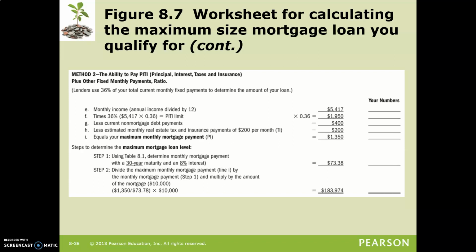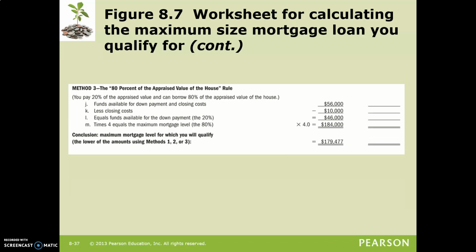So 1350 divided by 73.878 times 10,000. You have a maximum mortgage loan level of 183,974. But you do not have to worry about it. In Malaysia, the financier or the bank will do it for you and will tell you what is your maximum loan that you can get, what is your credit rating, and whether you are a riskier creditor, and what risk level you are able to take.